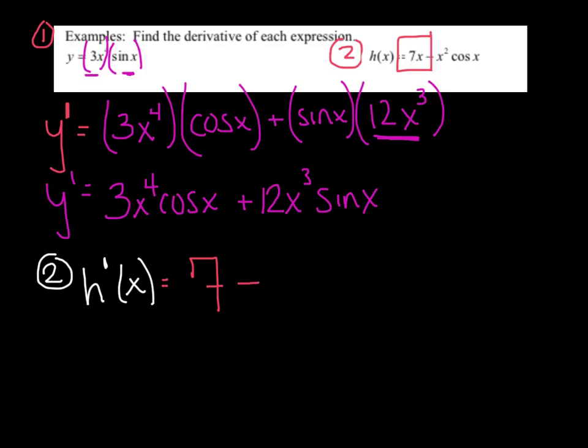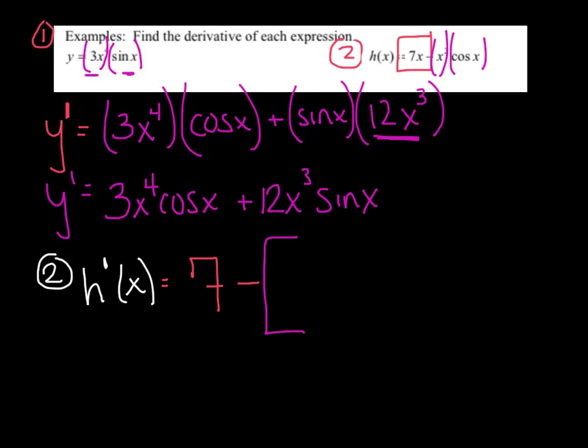Then I have a minus sign. Now it says x squared times cos x. Remember, read it out loud to yourself. X squared, parentheses, times cos x. Those are two functions in terms of x. So I have to use product rule here. Now, the ugly part is that minus sign. Notice I'm going to bracket in my product rule so I don't forget to distribute that negative sign.